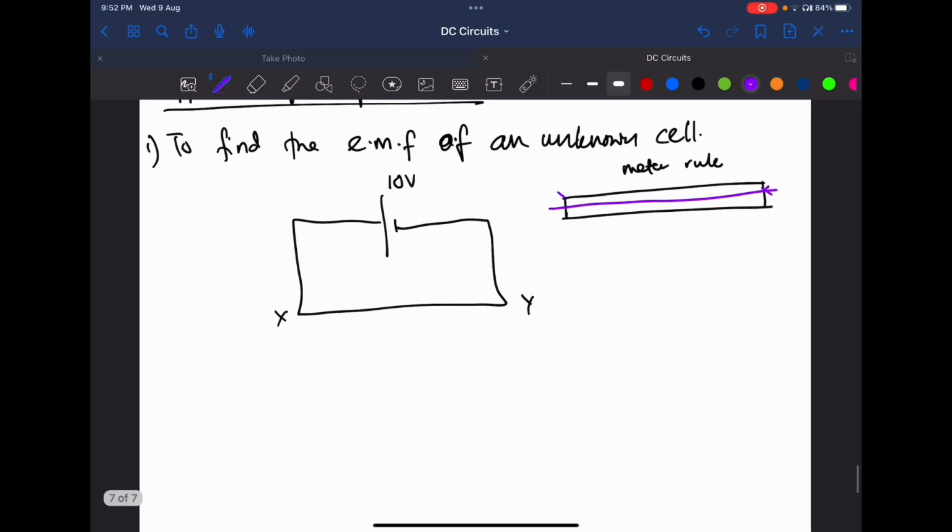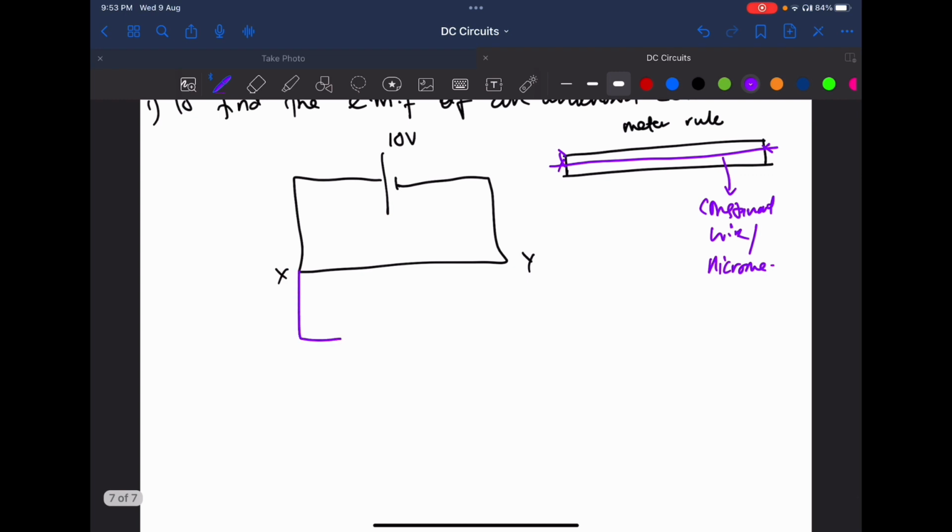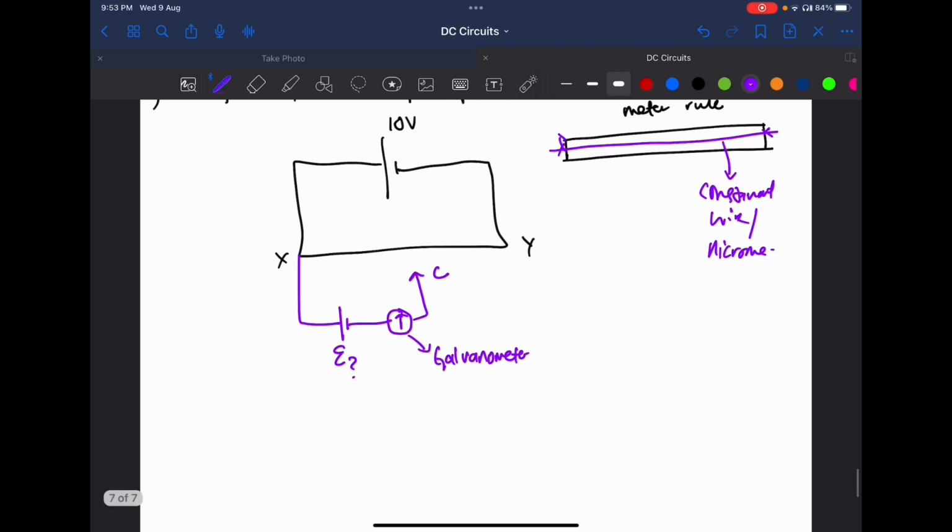So there's a connection. Normally they will use either constantan wire or nichrome. Okay, so what I do is that I place the unknown EMF. Let's call this unknown. Then we bring the galvanometer. And we have connection C. So how does this work?